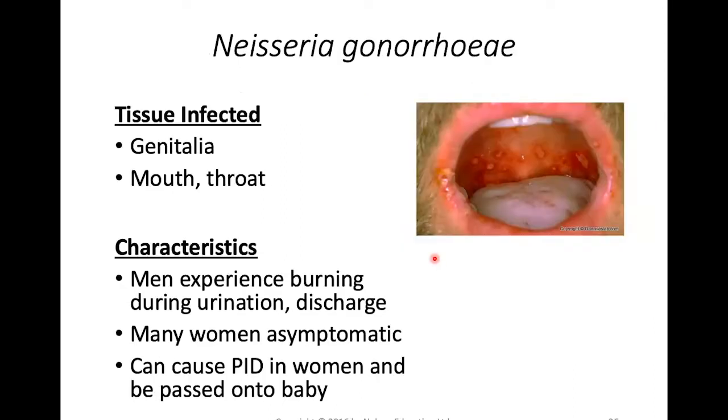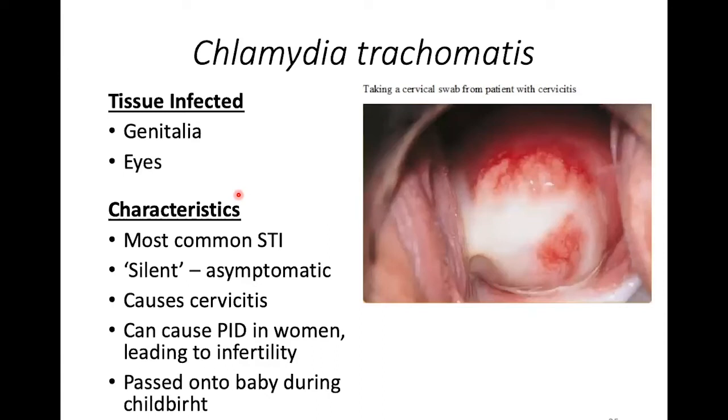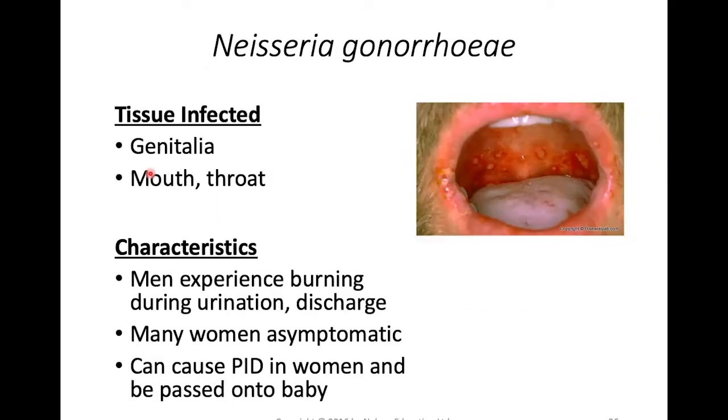Neisseria gonorrhea, more commonly known as gonorrhea, typically affects the genitalia, but also mouth and throat. So if you're looking for the difference here, chlamydia is the most common sexually transmitted infection. It's affecting the genitalia as well as the eyes, typically causing conjunctivitis. With gonorrhea, it typically affects both genitalia, but also mouth and throat.